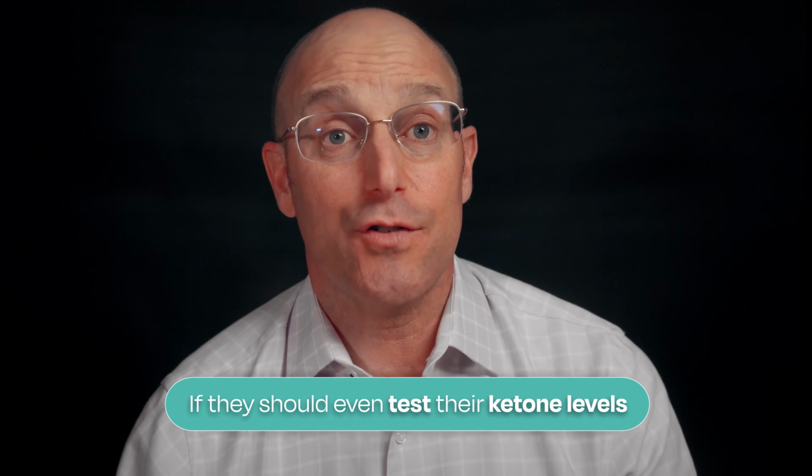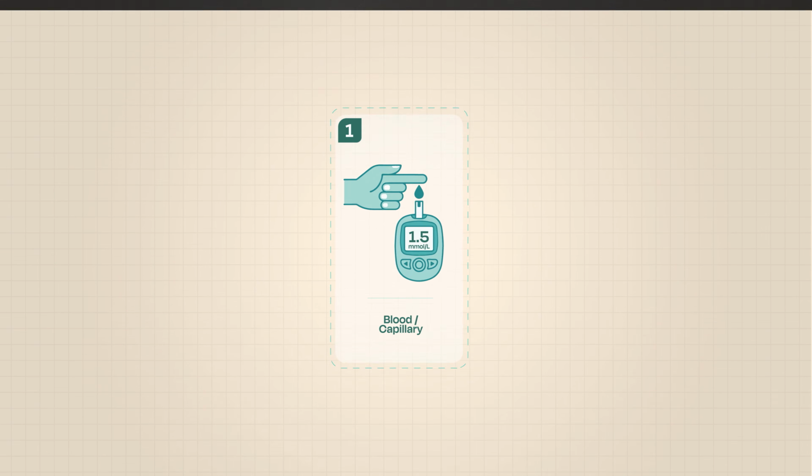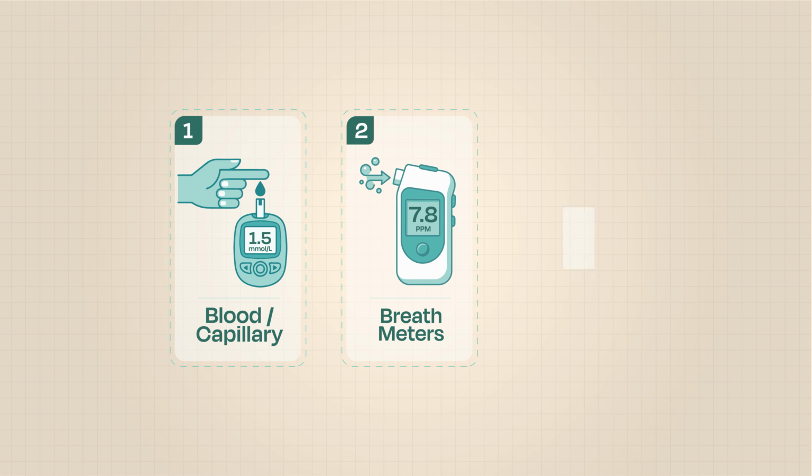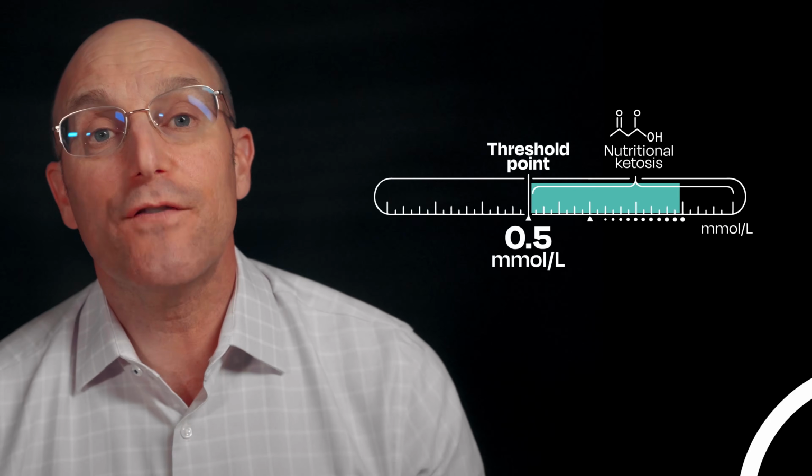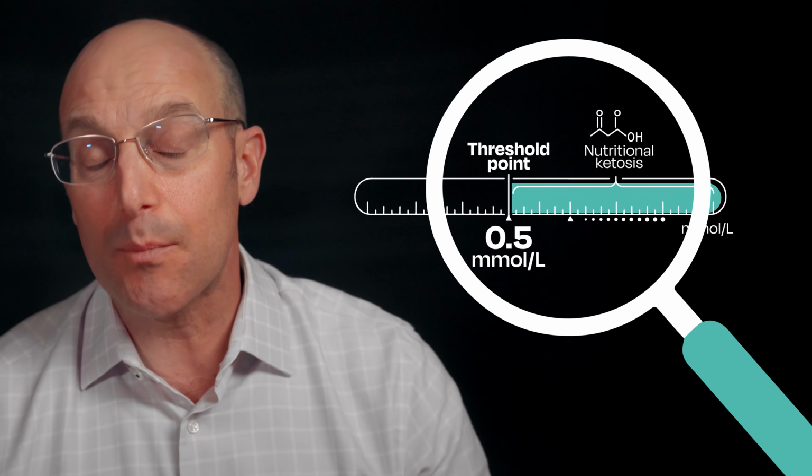Now, one question people often have is whether they should even test their ketone levels. I think most people do find it helpful in the beginning as they learn how different foods impact their ketone levels. That doesn't mean you have to check ketones forever, but in the beginning, I think it can be educational. You can test ketones with blood or capillary ketone meters, breath meters, and urine strips. The blood and capillary meters tend to be the most accurate and what most experts recommend. Everyone's goal ketone level will be different, but in general, 0.5 millimoles per liter is sort of the set point for nutritional ketosis.